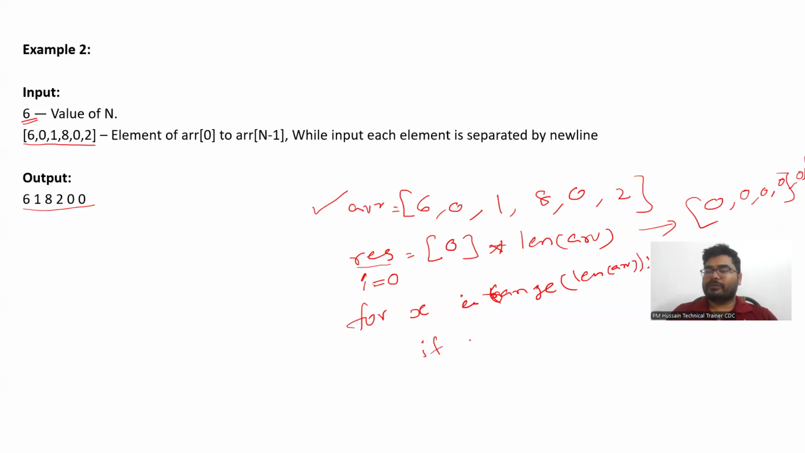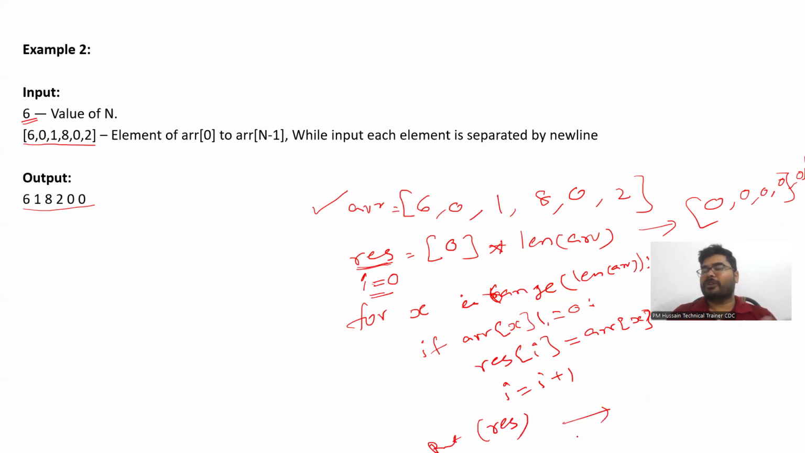So if array of x is not equal to 0, then you need to add it to the resultant array at index i. At index i you add array of x. Then you need to increment the i value. This process should be repeated. Finally, you need to print the result. Now all the zeros will be going to the end of the array.